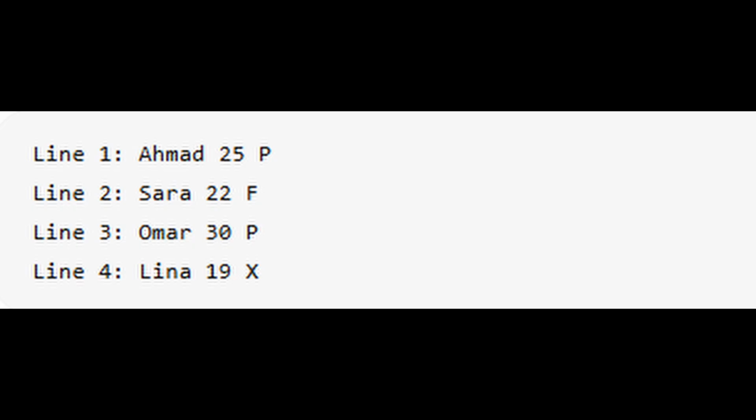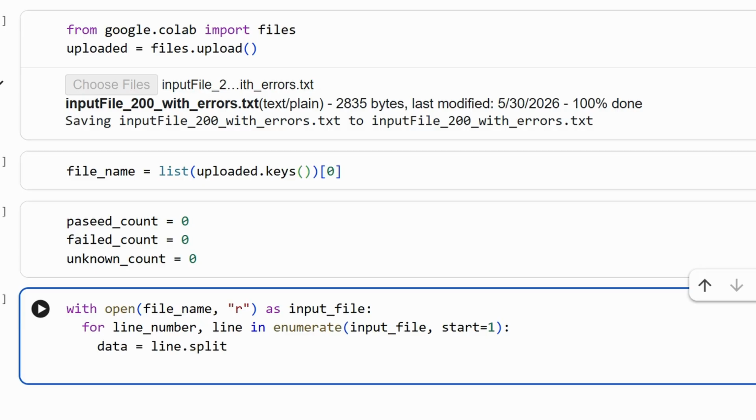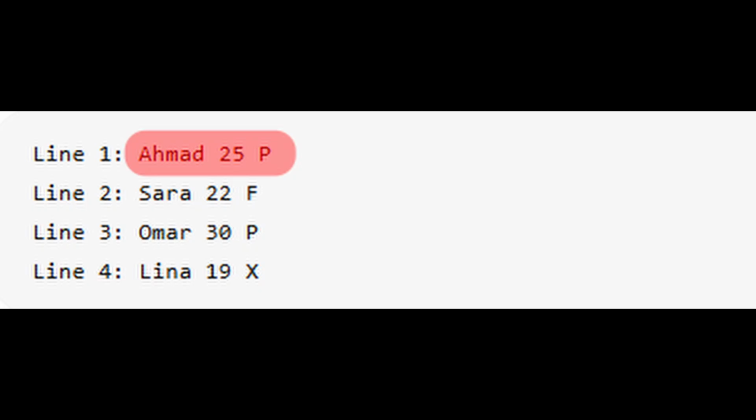For us, this line is easy to understand. Ahmad 25 P. We see a name, an age, and a result. But for Python, this is just one piece of text. So we use .split. .split cuts the line into pieces wherever there is a space. So this, Ahmad 25 P, becomes this. Now Python can handle each part separately.